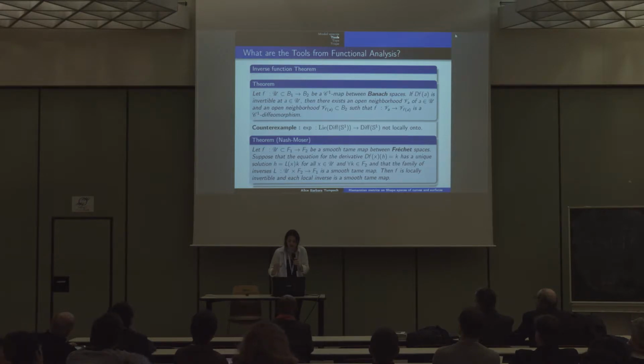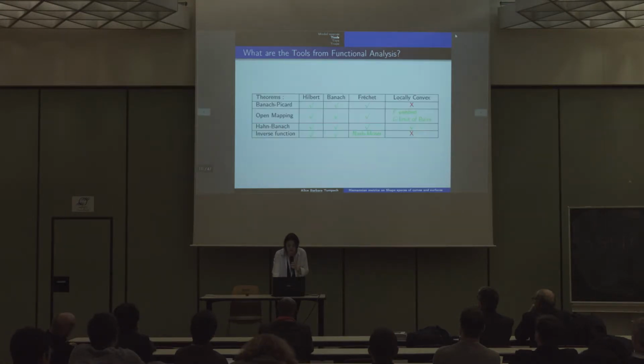But in this case, if you have a smooth tame map, and the equation df_x h = k has a unique solution, and the family of inverses that you can get like this is also a smooth tame map, then f is also locally invertible, and each local inverse is a smooth tame map. So you can look at the paper of Hamilton where this theorem is proved if you want to know more about it.